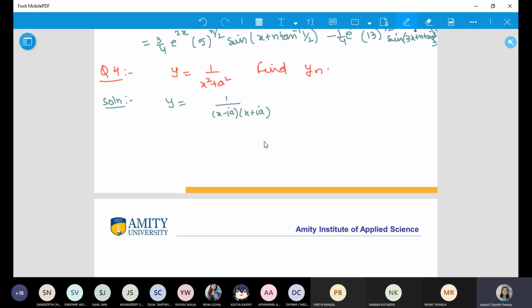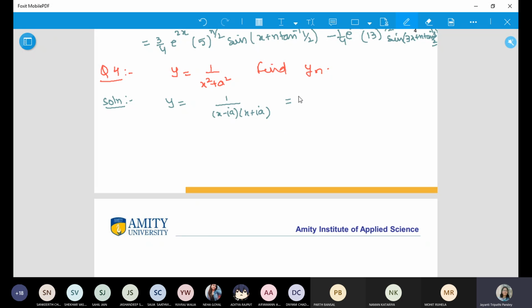You can write iota a. When you multiply, it will be x square minus i square a square. I square is minus 1, so that will give you x square plus a square. Right? Now, we have to split it in linear.